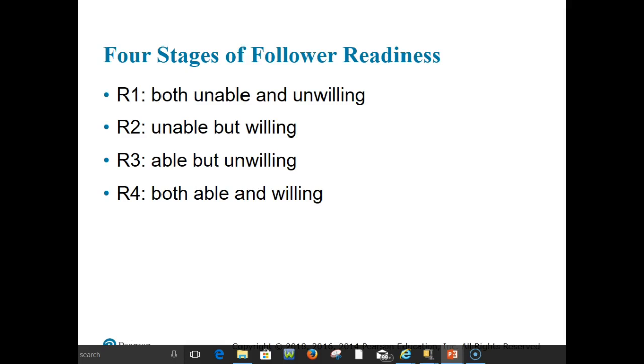So it takes a different leadership style than if somebody were both willing and had the knowledge. So you don't want to have a blanket leadership style. And R4, people are both able and willing to do what is asked of them.